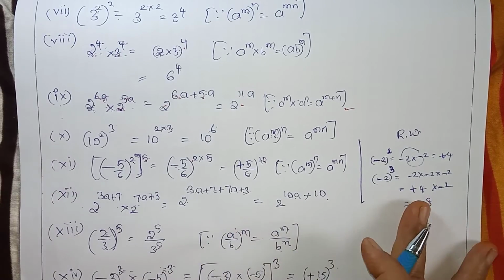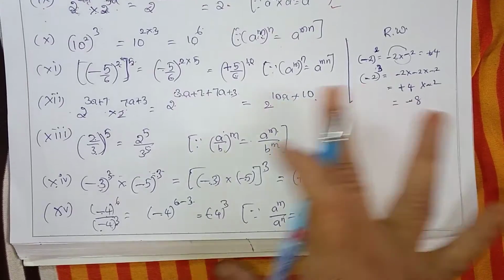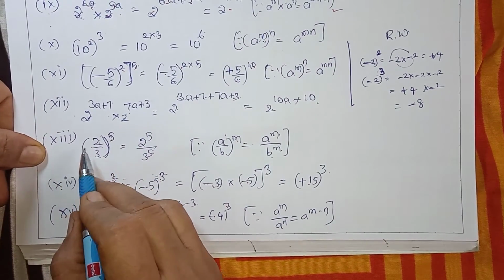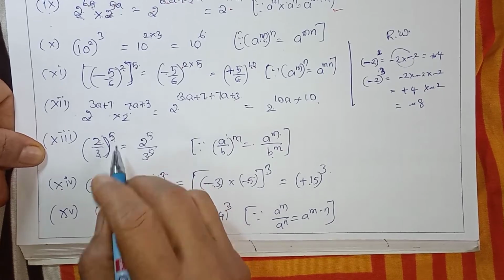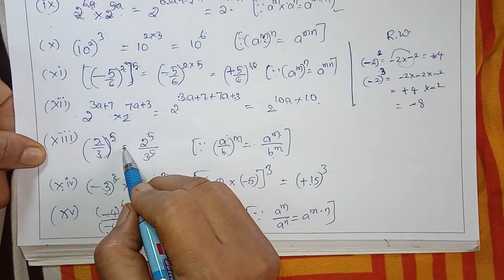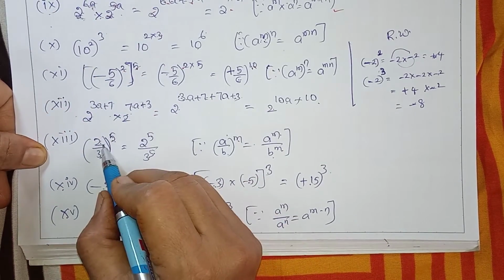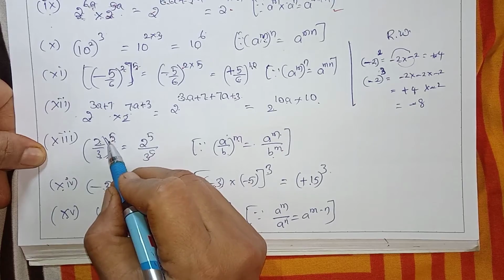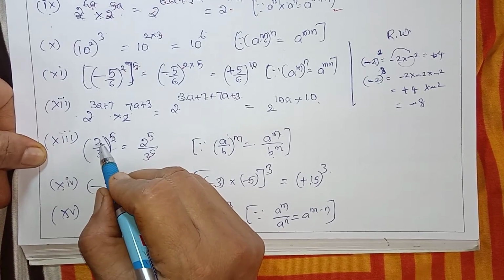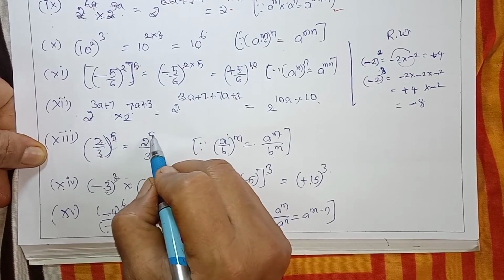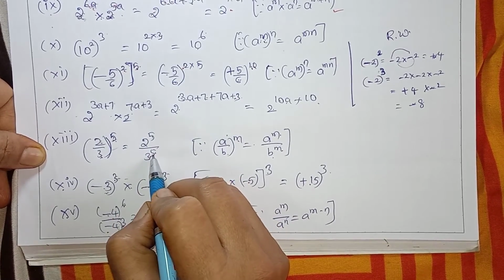Okay. Next question, the 13th one. 2 by 3 whole to the power of 5. Then what is the answer? Here, any other bases are not given, so we have to apply this power to the numerator as well as the denominator. So the answer is 2 to the power 5 by 3 to the power of 5.